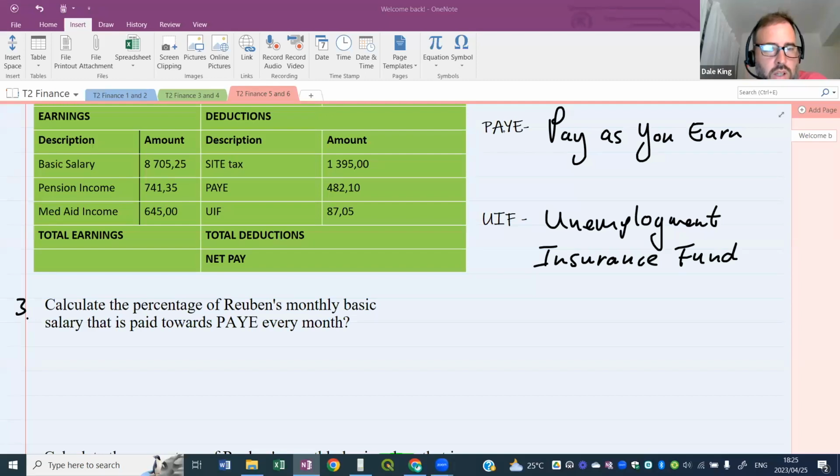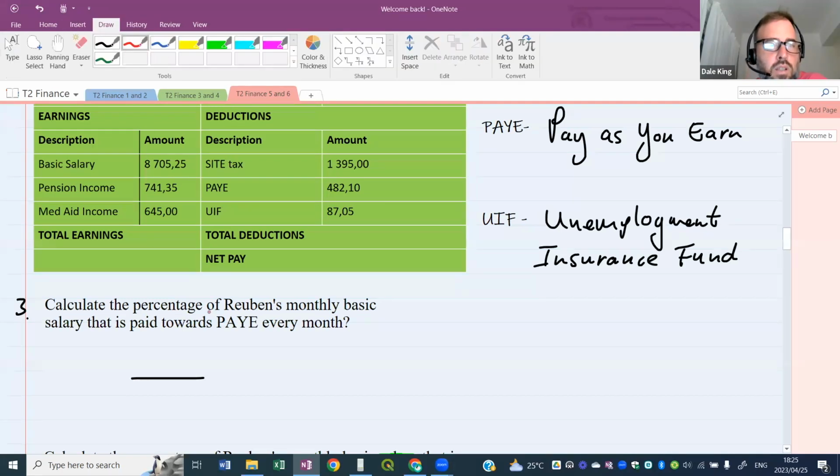Okay, so we need to work out a percentage again. Like we said before, we have a fraction. It says here in the question, calculate the percentage of, there's that word again, Ruben's monthly basic salary. So I need to find the monthly basic salary, which is 8705 and 25 cents. That must come under our fraction. They want to know what percentage of this is paid to PAYE. So PAYE is the other value that I need in my fraction, and I need to put that at the top.